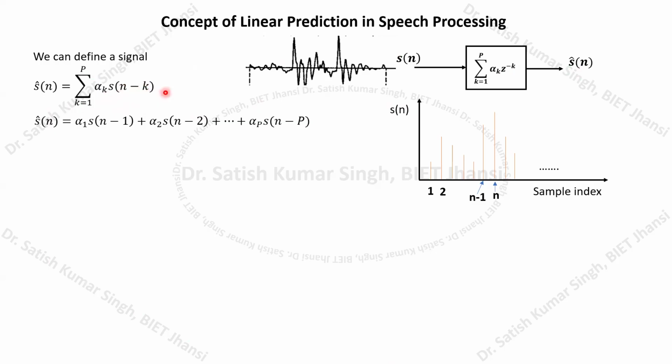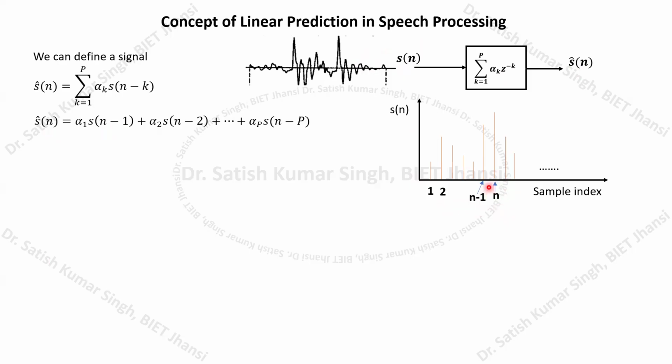Okay, so here if you expand this, this can be written as s cap n equals alpha 1 s into n minus 1 plus alpha 2 s into n minus 2 plus dash dash dash plus alpha p s into n minus p. So here you can easily see this equation represents the predicted value of Sn. Here we are just trying to predict this nth sample of Sn, based on past p samples.